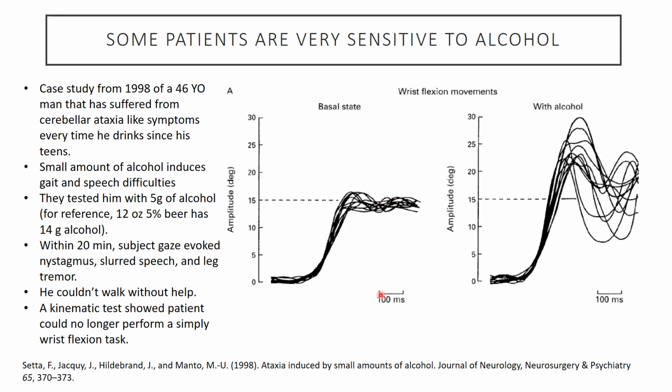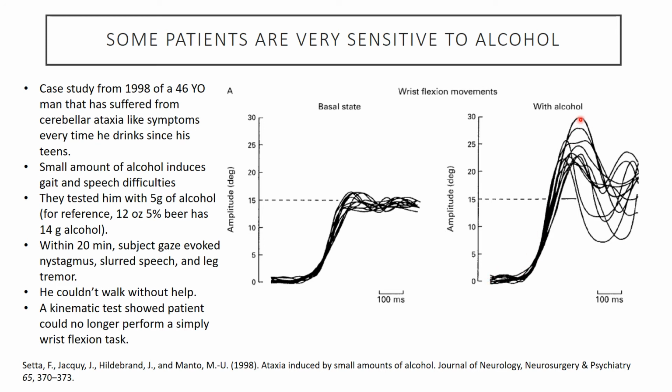This is showing how long 100 milliseconds is. And so for this person to do it with complete accuracy, going from 0 to 15 degrees, took around 300 milliseconds, which is what it would take for just about anyone to do this. You can see there's a little bit of overshoot and small corrections, but it's hardly anything noticeable that would be unusual. When this person was given 5 grams of alcohol, you can see that there's this huge overshoot, which is very typical of cerebellar ataxia.